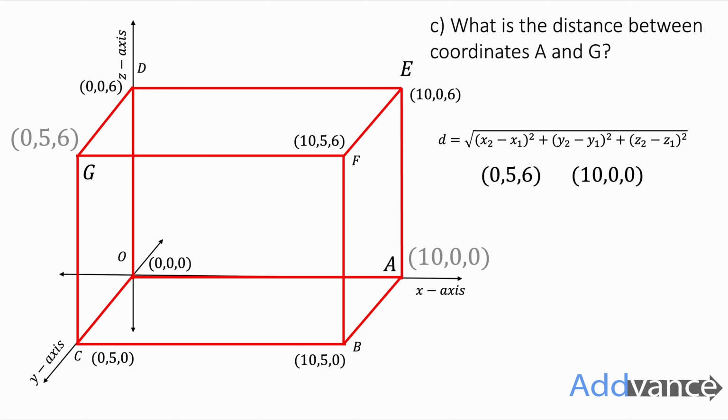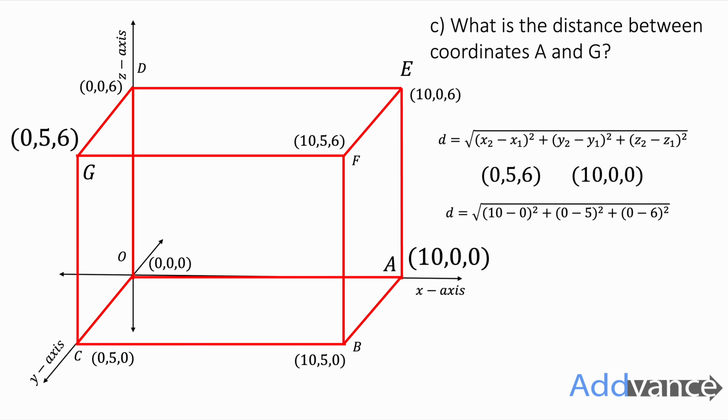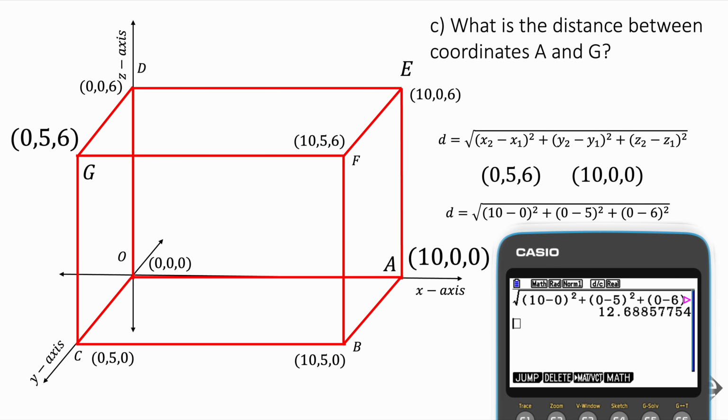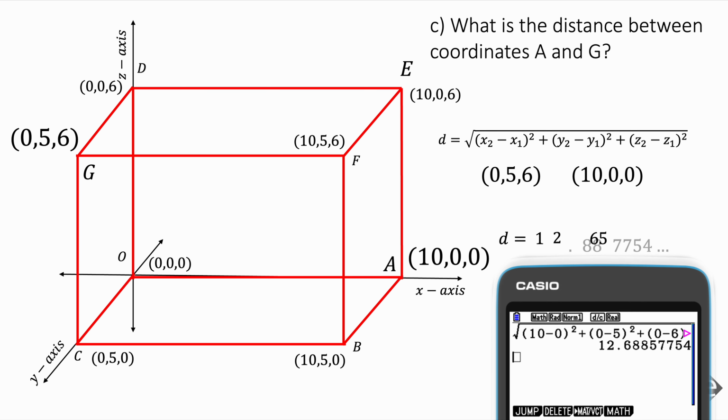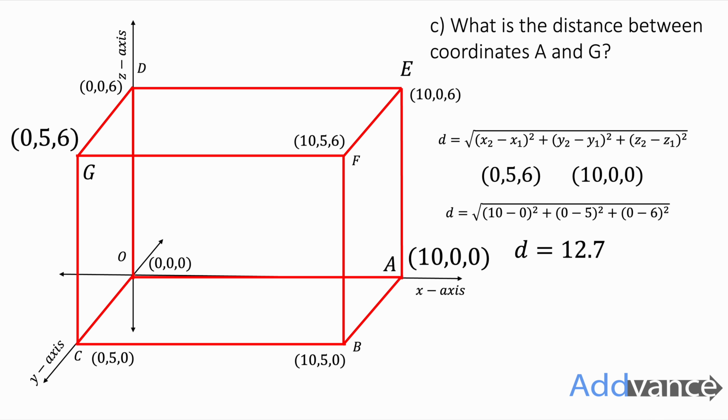Our two coordinates are here, A and G, and the x coordinates go in, the y coordinates go in, and the z coordinates go in. It looks like this. We substitute the coordinates in like this, and this is our distance formula in action. When we type that into a calculator, we get 12.688, which rounded to 3 significant figures is 12.7. That is the distance between A and G, and that's 12.7.